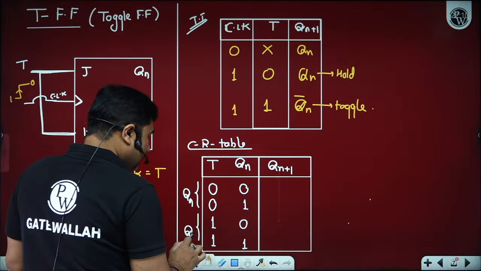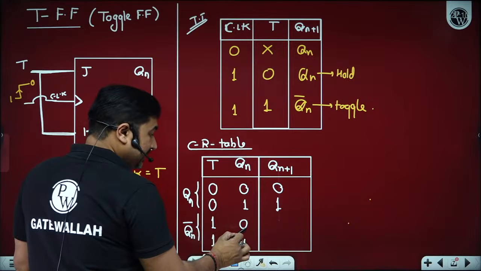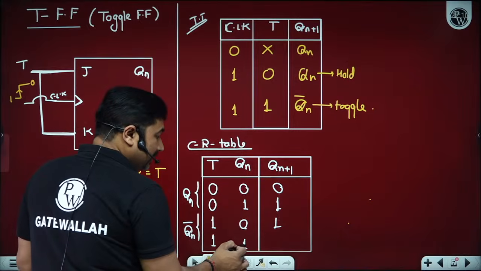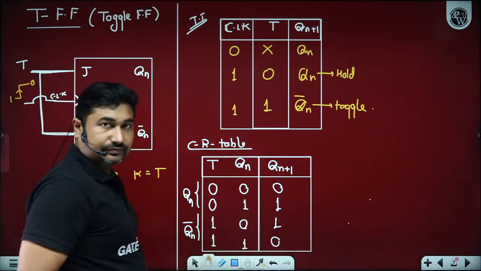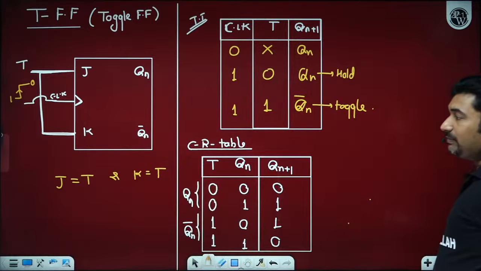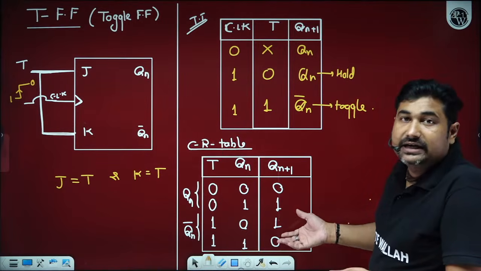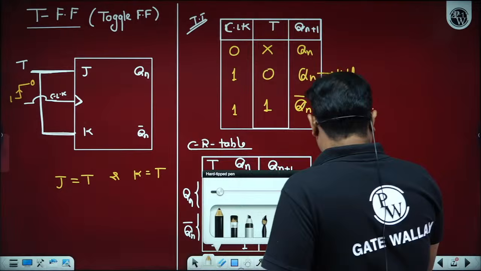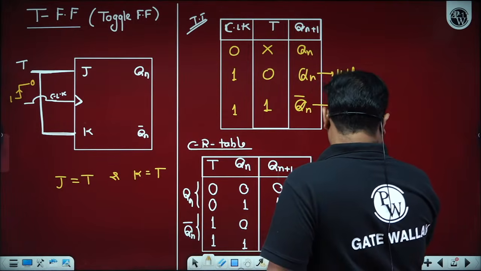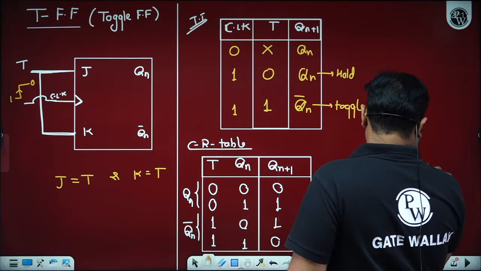T is 1 means toggle. So T 0 means hold. T 1 means toggle. Toggle means if Qn is 0, its complement is 1. If Qn is 1, its complement is 0. We all can see the logical expression of Qn plus 1 in terms of T and Qn. The truth table is same as the XOR gate truth table. So you can easily say that Qn plus 1 is equal to T XOR Qn.